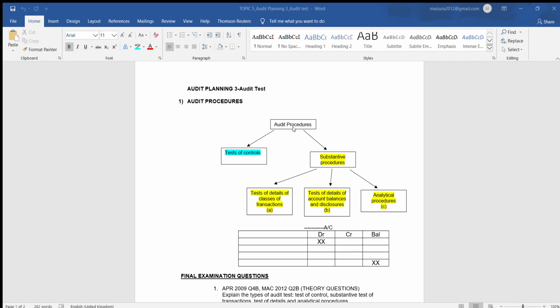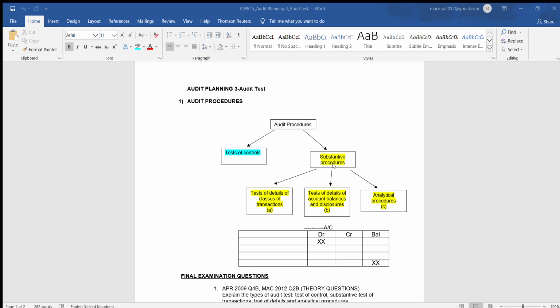Okay, now audit procedures, there are two kinds, which are test of control and substantive procedures. To differentiate these two: tests of control is when the auditor is looking at the internal control, which means they are looking at the procedures of sales, procedures of purchases, inventory, etc. So usually the item they look at here is basically a SOPL item.